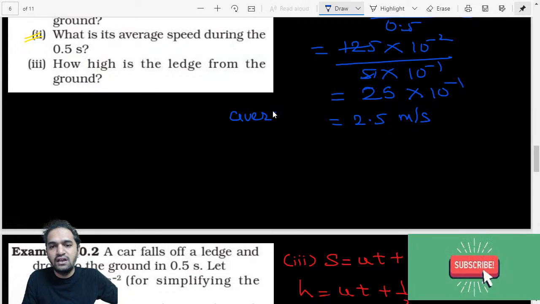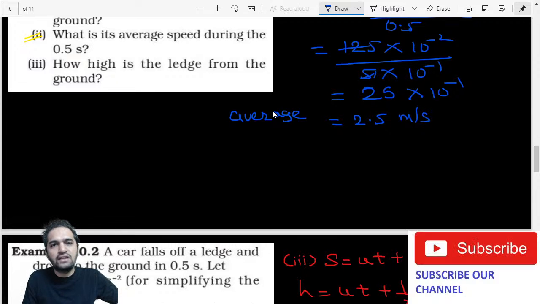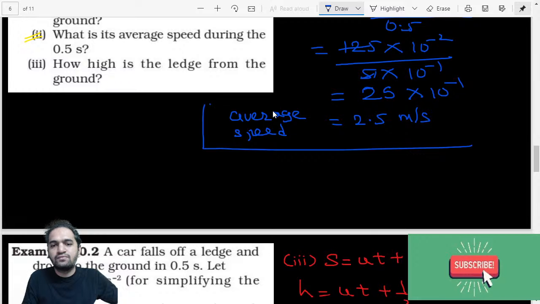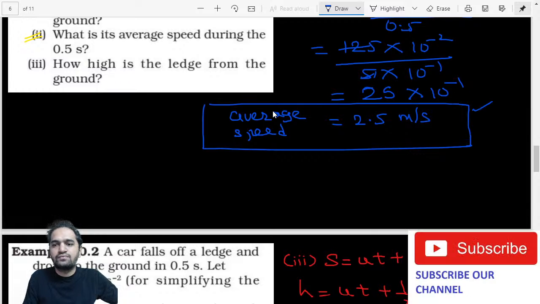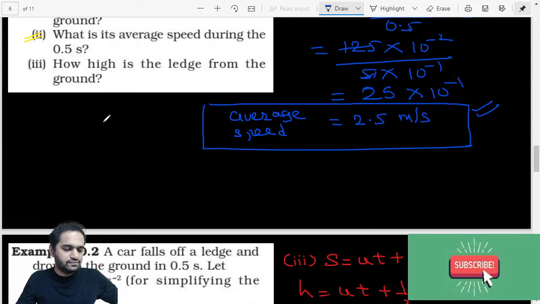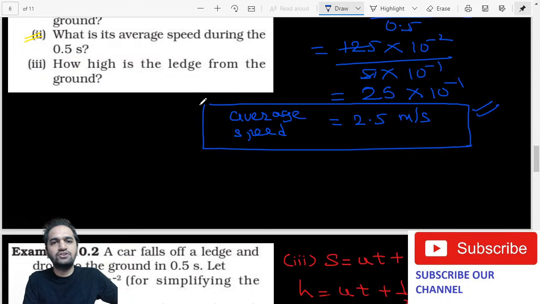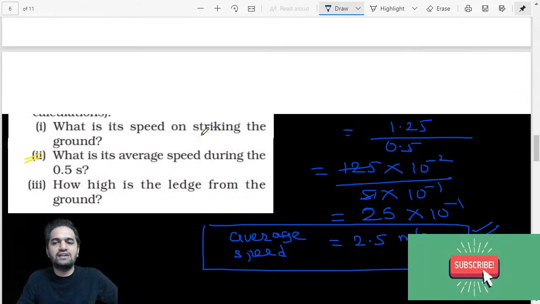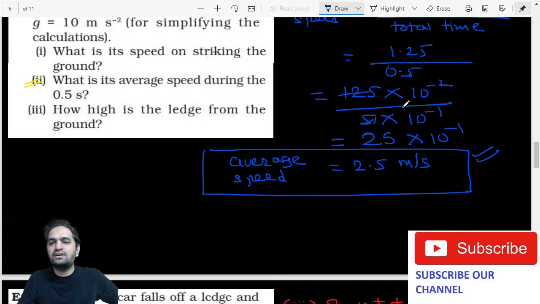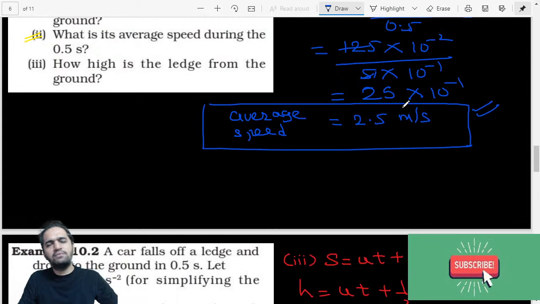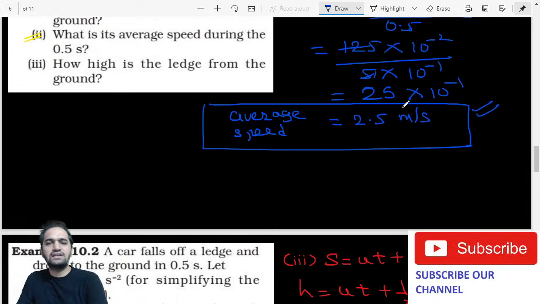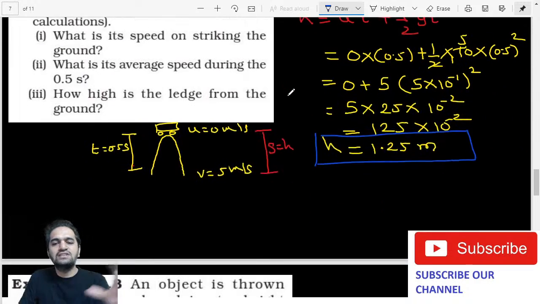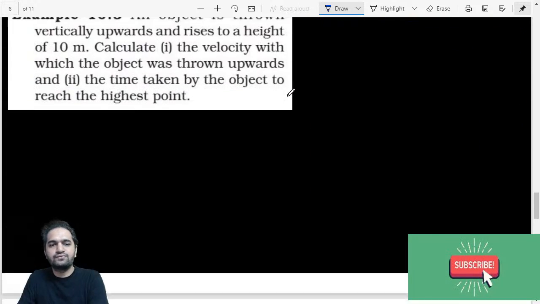Are you understanding how we have used our older formula to calculate this answer? I hope that is not an issue. We have used the original formula which I taught you in our previous lessons, that is total distance by total time. In the book a different formula is given, but you can use that as well, and you can use this as well. Whatever is feasible for you, you can use it.